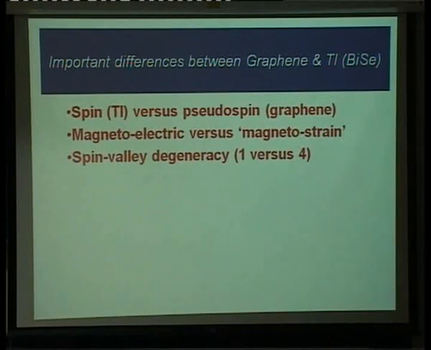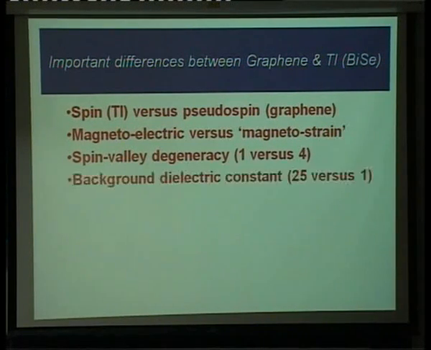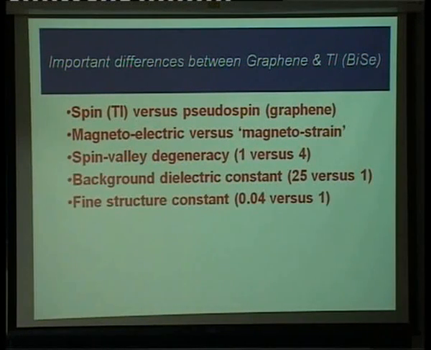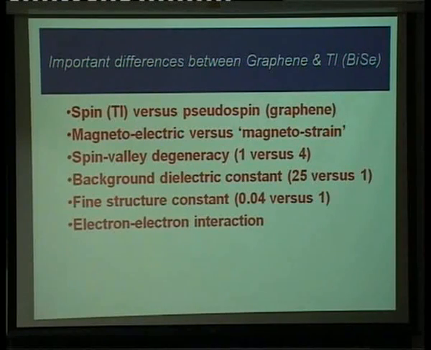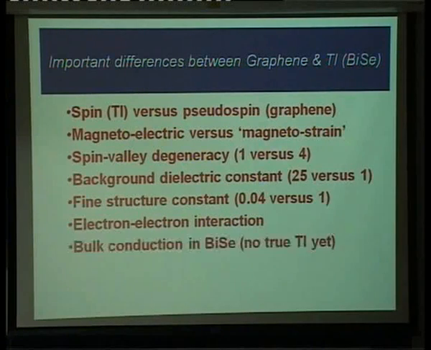Then you have spin valley degeneracy, 1 versus 4. That makes some quantitative difference. And actually, in TI, you can see a real half-integer quantum Hall effect. Background dielectric constant is very different. That will have quantitative differences. Fine structure constants are very different. That will have quantitative differences. Electron-electron interaction will be different because of this, but otherwise they will be the same, I believe.